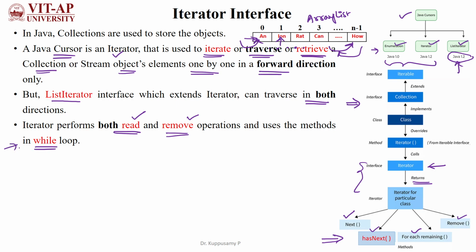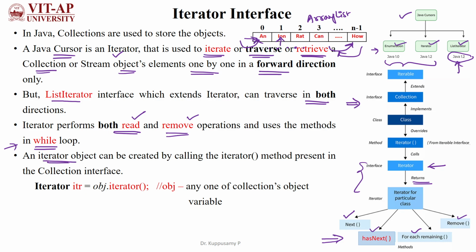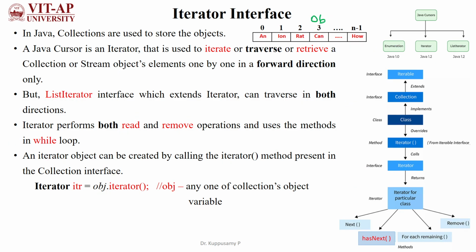Here the methods are given, and the iterator can be used inside a while loop perfectly. For example, the iterator object can be created by calling the iterator method, which is present in any one of the collection interfaces. Here you look, I have an object. This object is created by using any one of the collections. For example, an ArrayList is created here. This ArrayList has the object variable obj. For example, obj = new ArrayList with some wrapper class data type, and then we have the constructor.